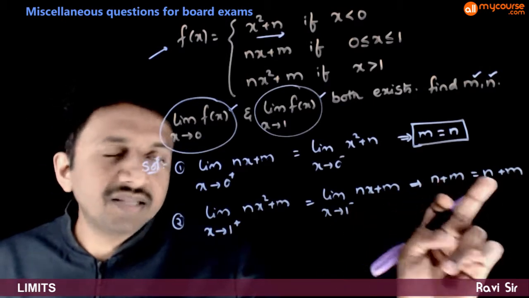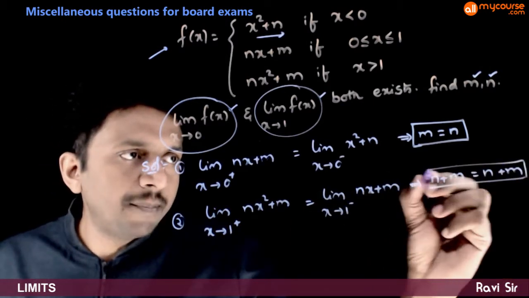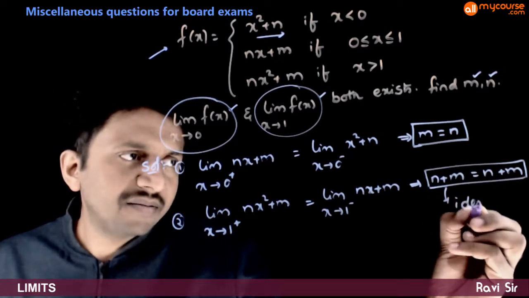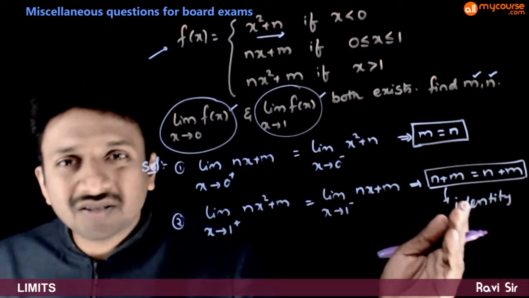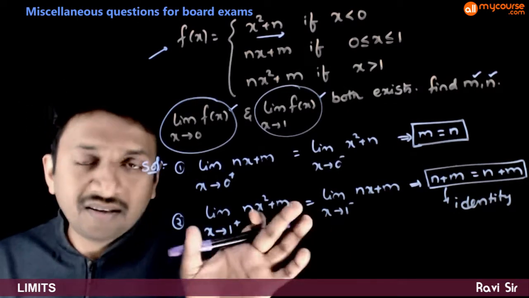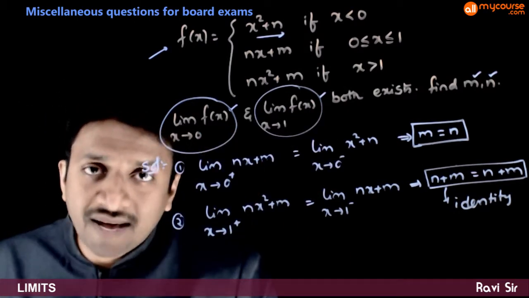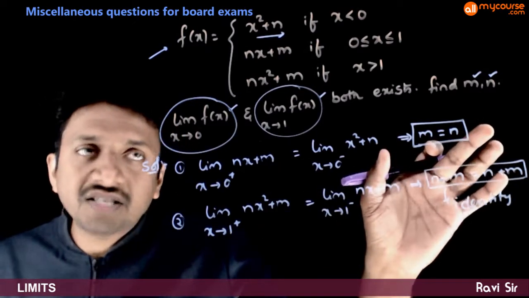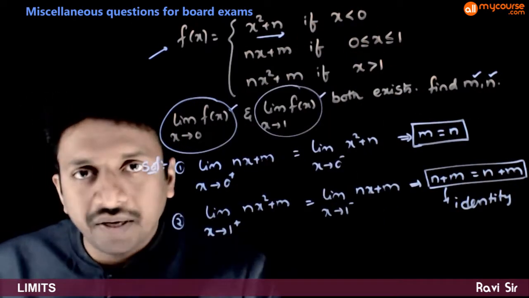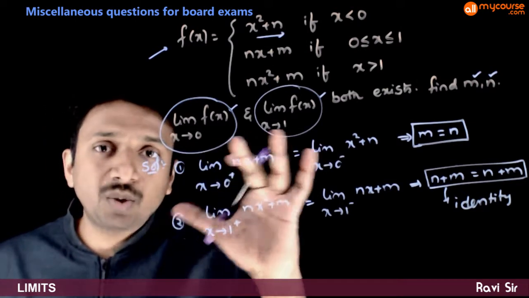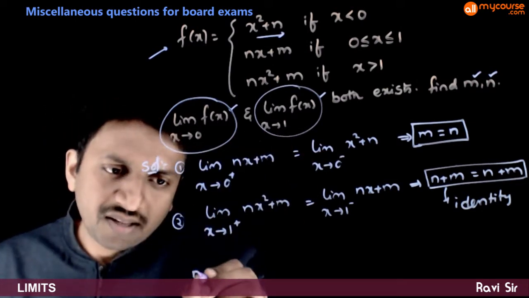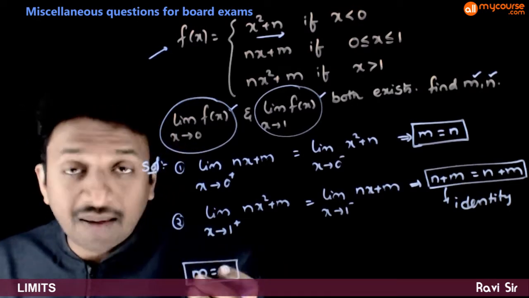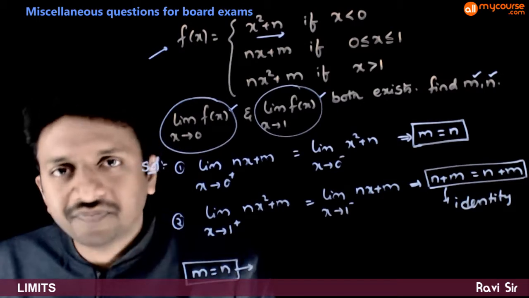So m plus n is equal to n plus m, which is an identity. That is, this is always true. And if both the conditions have to be valid, then the second condition is always true. The first condition is true as long as m is equal to n. So effectively, if these two conditions have to be satisfied, then m has to be equal to n. Then m equal to n is the condition.